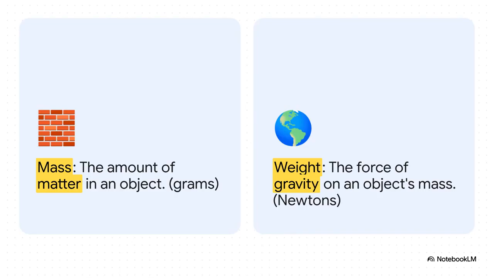Okay, quick sidebar, but this is super important. Mass and weight are absolutely not the same thing. Your mass is the amount of matter you're made of, and that number doesn't change, no matter where you go in the universe. Your weight, though, that's just the force of gravity pulling on your mass. That's why on the moon, you'd have the exact same mass, but you'd weigh a whole lot less, because the moon's gravity is way weaker.